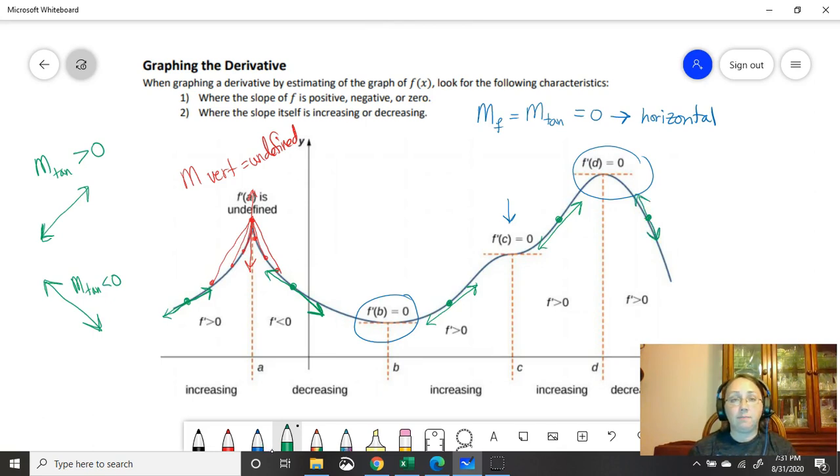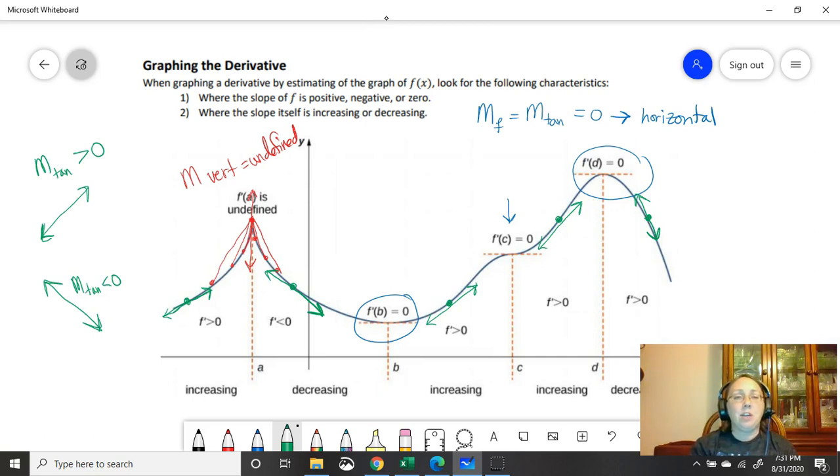So our curve is decreasing. Let me start that over. When the slope of f is positive, the derivative is positive, and your function is increasing. When your slope is negative, your derivative is negative, so the function is decreasing.